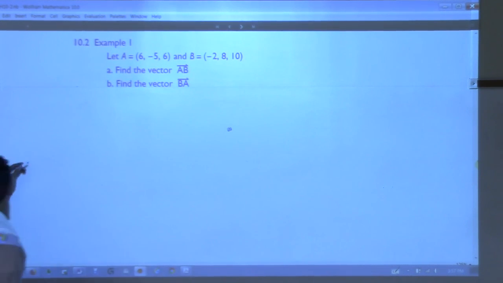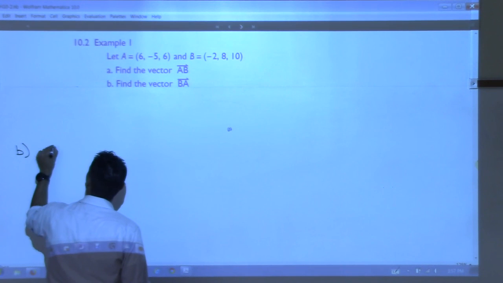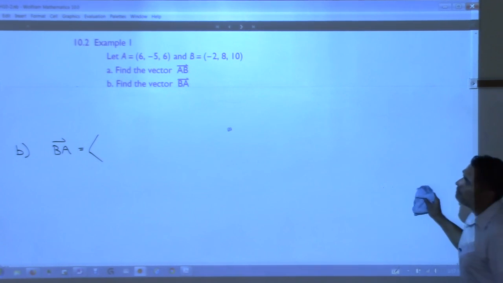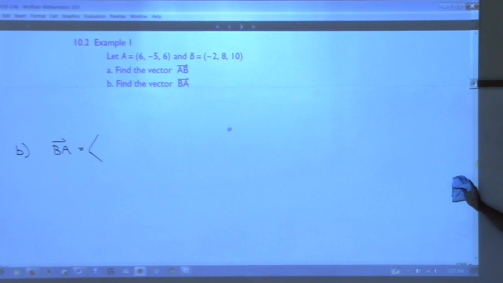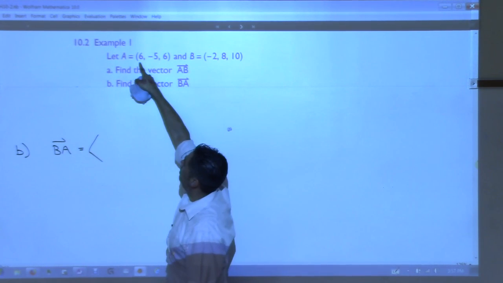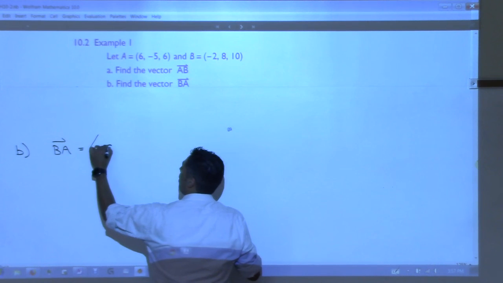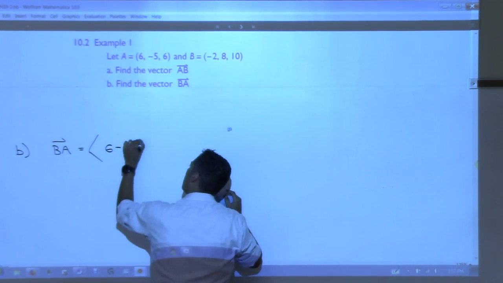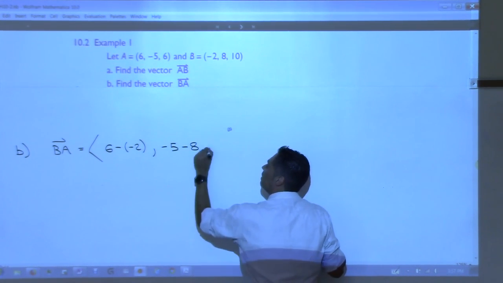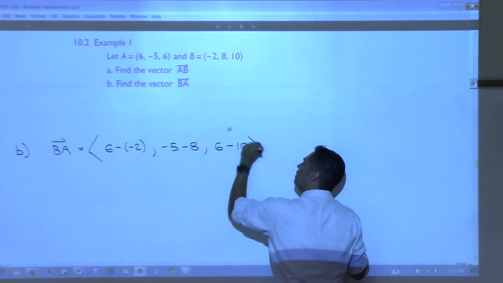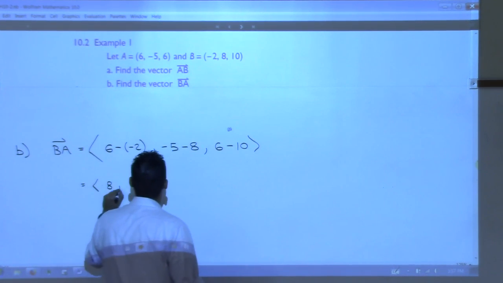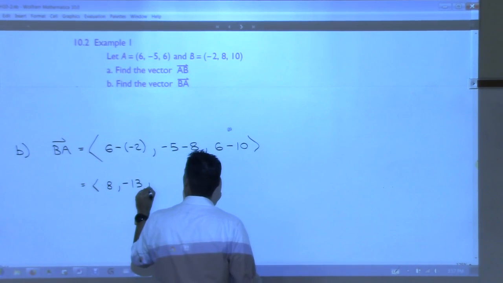So let's just do part B here. The vector from B to A. So I'm going to use angle brackets. What goes first? If I'm going from B to A, so if I'm going to this one, then I'm going to start with this one. Go 6, take away what? The negative 2. And then comma, the next one would be negative 5, and then take away 8. And the last one would be 6, take away 10. All right? So this would be our vector. It would be the vector 8, negative 13, and negative 4.